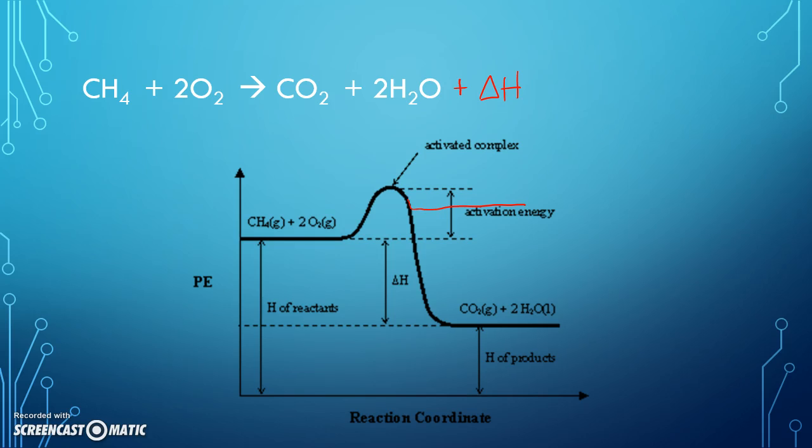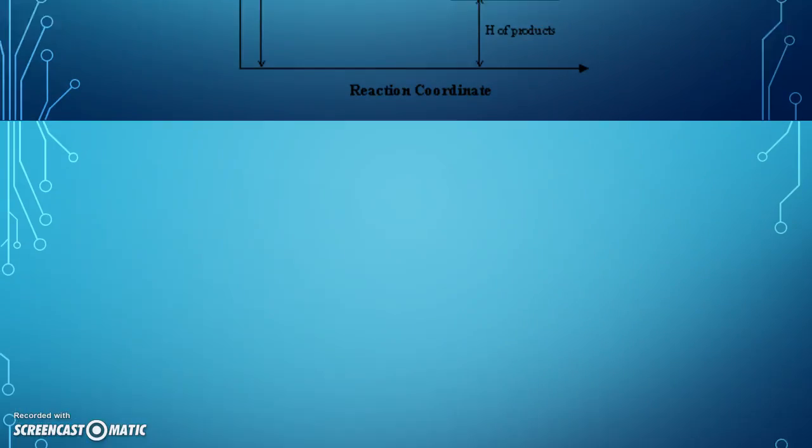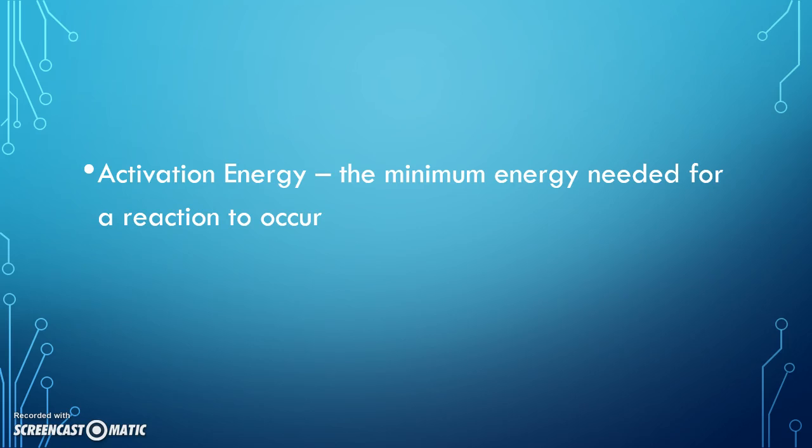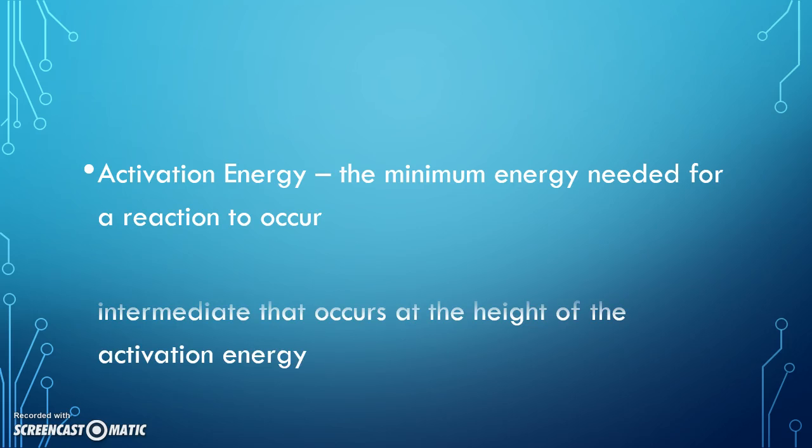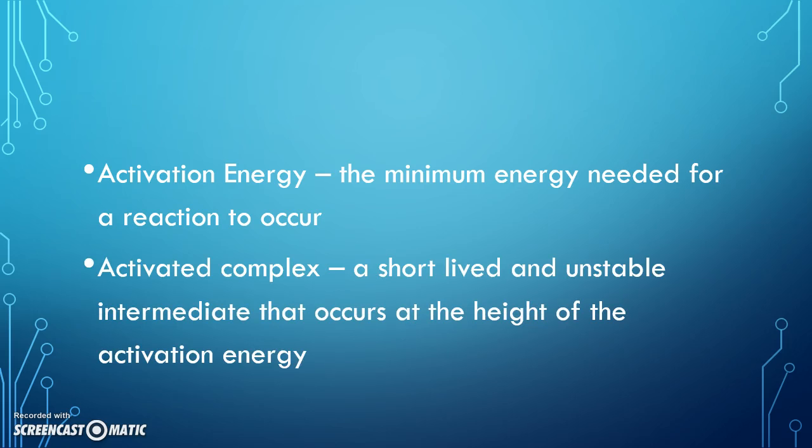This energy here, if we look from here to here, from the top to the point of where my reactants are, this is the activation energy, and this is the minimum energy needed for a reaction to occur. So if I have molecules collide, they might not have enough energy to react and form products. So as we said, the activation energy is the minimum energy needed for a reaction to occur. And if you noticed at the top of the point, there was something called an activated complex. This is a short-lived and unstable intermediate that occurs at the height of the activation energy.